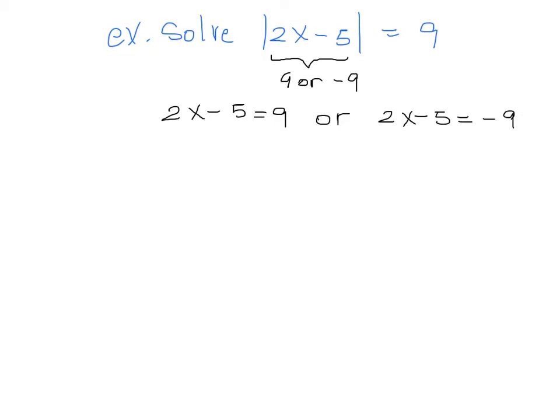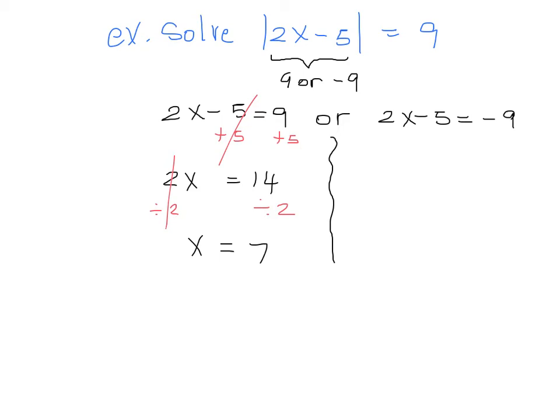And we have to go about solving them in the way we would normally solve any equation. But we have to solve them separately, and that's fine. Let's do the one on the left first. We are trying to isolate our x, so we add 5 to both sides, and we get that 2x is equal to 14. Then we divide both sides by 2, because we want to get rid of that 2, and we get that x is equal to 7.